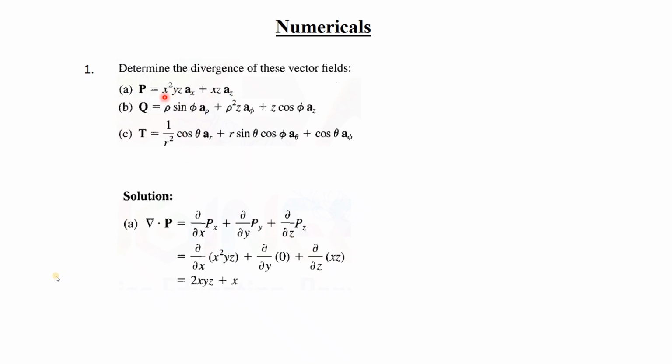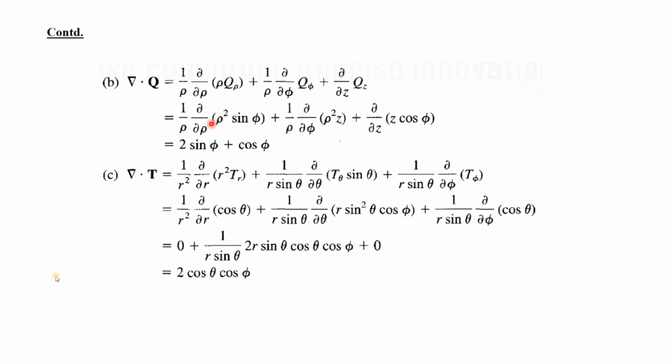So we just have to perform the partial derivative. It is very easy. You take this vector, x square y times unit vector x, and differentiate with respect to x. So x square y becomes 2xy. Then we do not have any y term because unit vector y is not there, so the y term will be 0, and in the z term we have xz. The partial derivative of xz is x. So the solution for the divergence of P is 2xy plus x. Just mathematics, the partial derivative. Similarly, for the cylindrical coordinate system also.